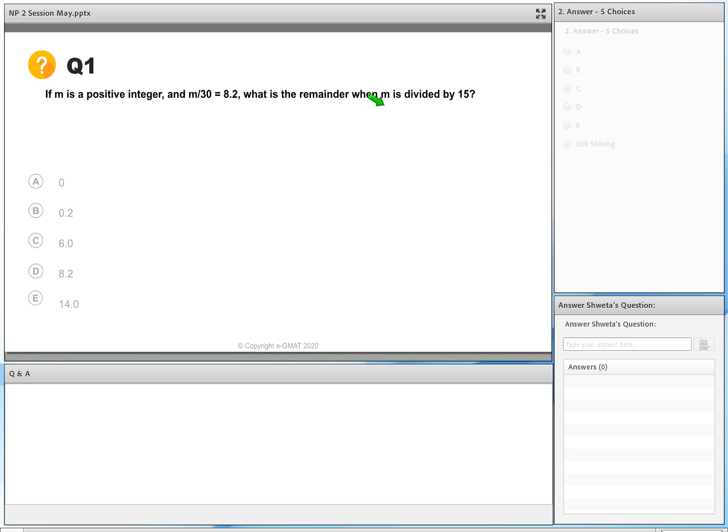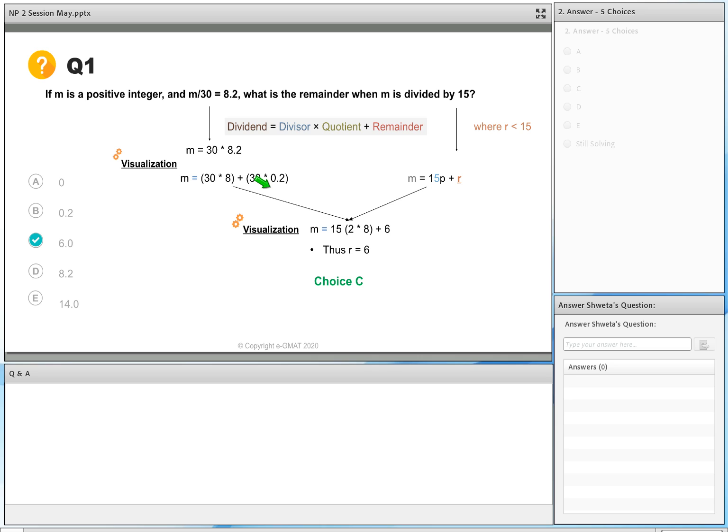You know what? The same rule we learned, the DNR equation, the power equation I talked to you about, was to help you here. Let me tell you how. M by 30 is 8.2. I can say M is equal to 30 times 8.2, yes, but I'm not going to multiply. What I'll do is I will just break this into two pieces. 30 times 8 plus 30 times 0.2. Now 30 times 0.2 becomes 6 for me. So it is 30 times 8 plus 6.